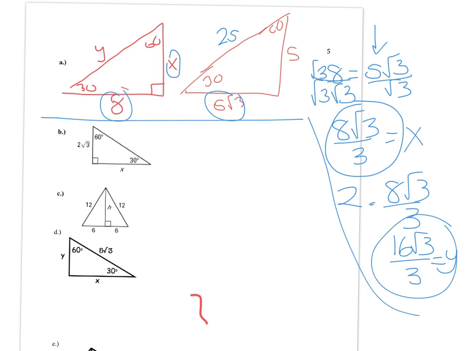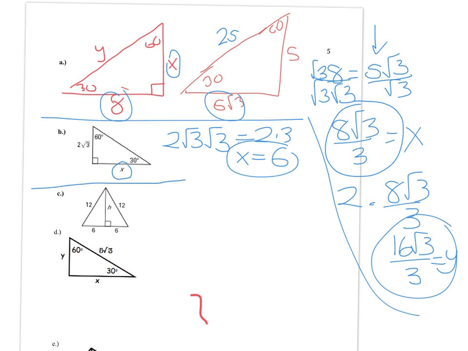Okay, for part B, they're giving me the short side, and I'm trying to find the side opposite 60. So therefore, I've just got to go 2 radical 3 times radical 3, which is going to give me 2 times 3, so X equals 6. That is part B.